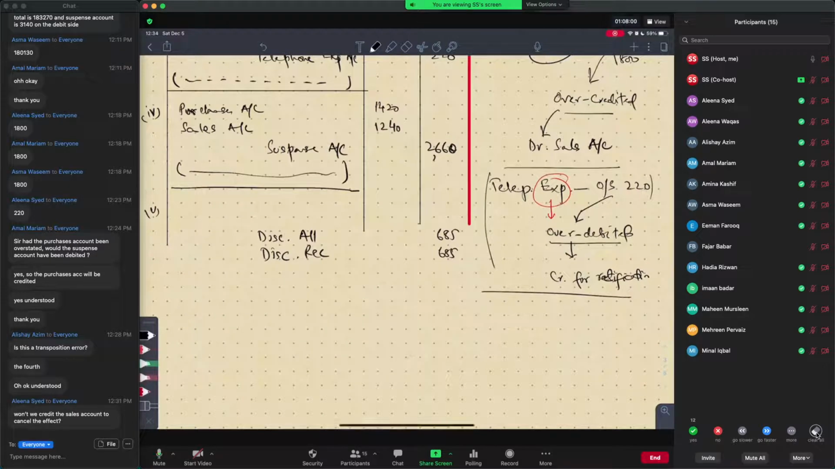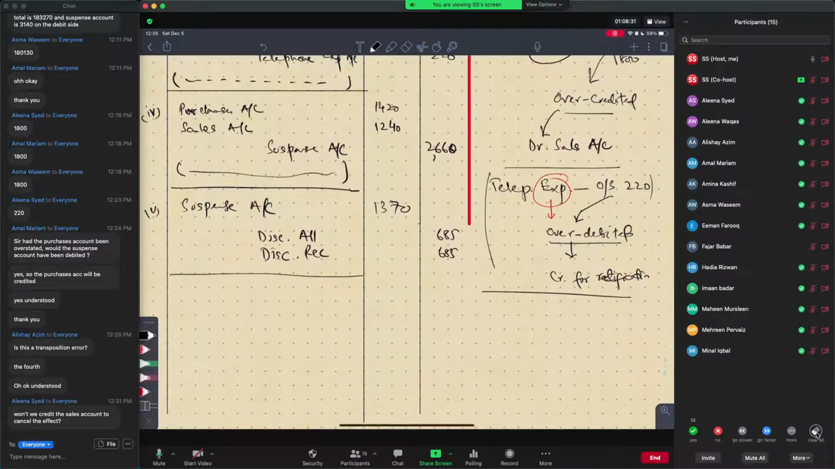And you can see I only fix the errors. I don't think about suspense account. If the suspense account has to be involved, then automatically there will be a vacuum created in the rectification entry, and that vacuum is going to be filled with the suspense account. So we are going to debit the suspense account with the sum of the two, which is how much? 685 plus 685 is 1370. So that's how we are going to record this entry.